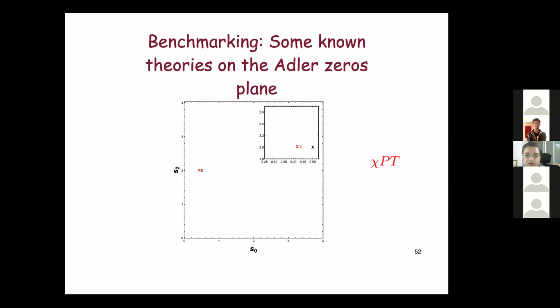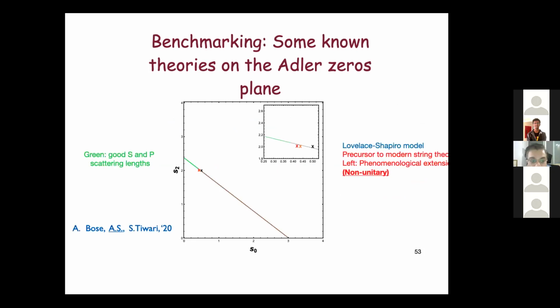So just to benchmark a few things, I will just take 5 more minutes if that is okay, and I'll quickly finish. I told you that there are some values that are known, which are called chiral perturbation theory values. This black is the tree level, the Weinberg version of the chiral perturbation theory values. This orange is the 1 loop, and the red is the 2 loop, and that is the state of the art for chiral perturbation theory. Nobody has done beyond 2 loops.